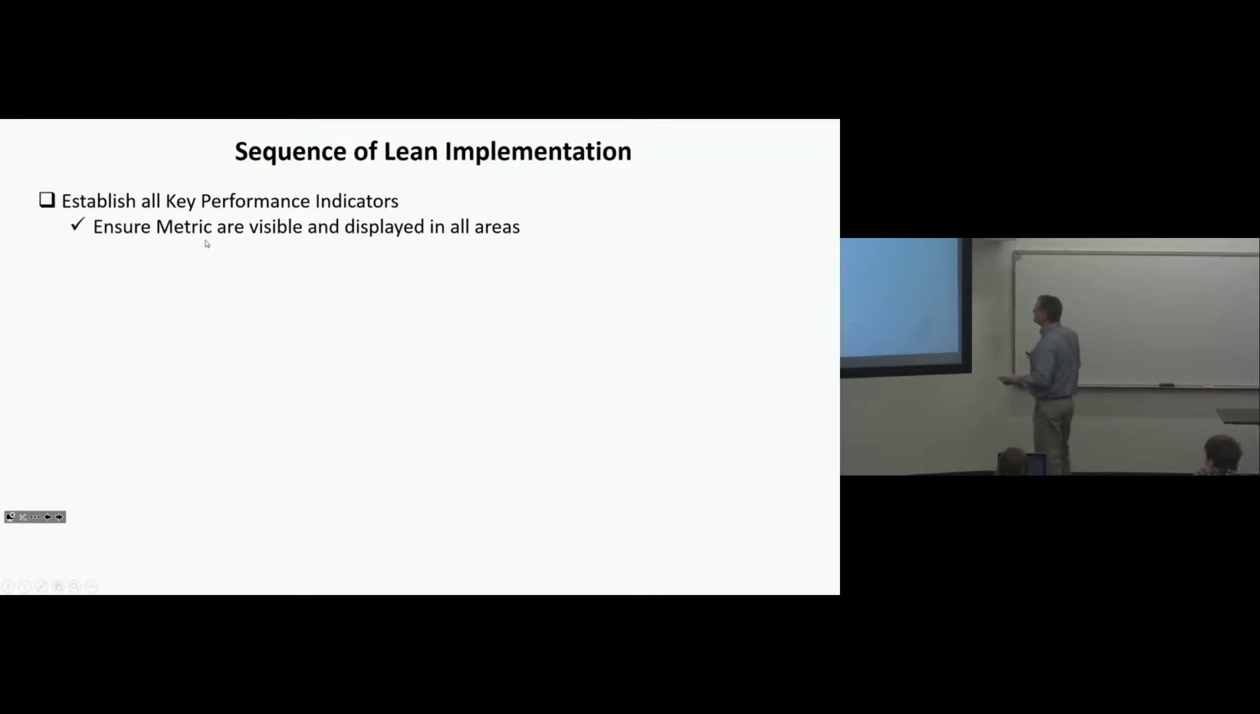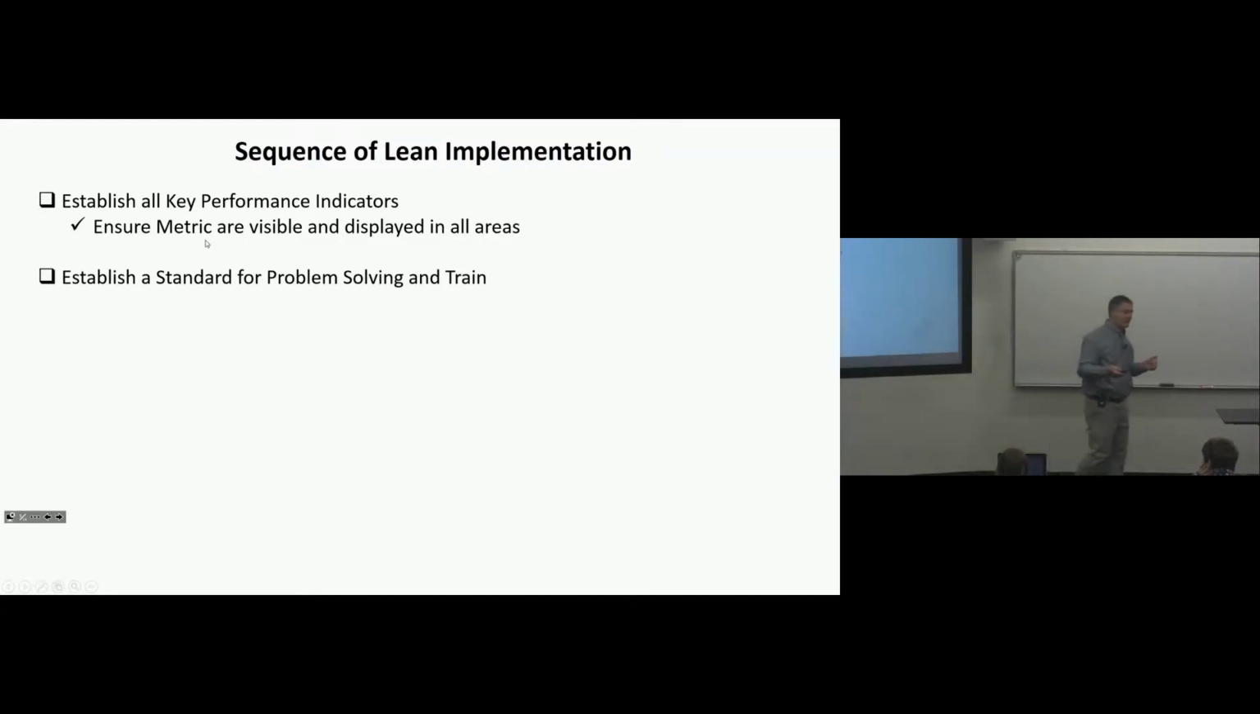Ensure the metrics are visible and displayed in all areas. It can't be top secret information. Every day we need to see what we're doing and understand what the requirements are. Establish a standard for problem solving and train. You know what this means? A standard for problem solving. Anybody care to explain what you think that means?